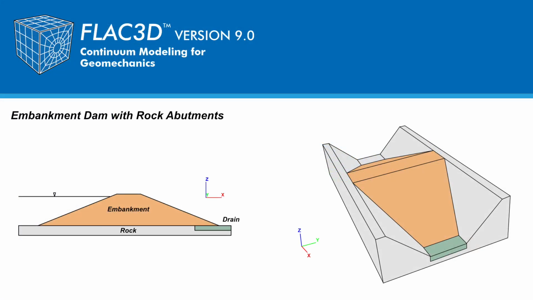This completes the last part of the three-part tutorial calculating the total and effective stresses of a homogeneous embankment dam with rock abutments. This analysis presents the beginning of many more complex analyses, such as the analysis for gravity-driven instability, rapid drawdown, and earthquake-induced deformations, all common analyses in dam engineering practice.